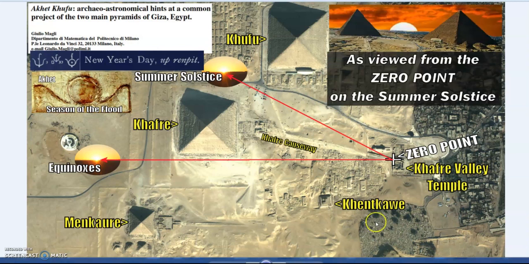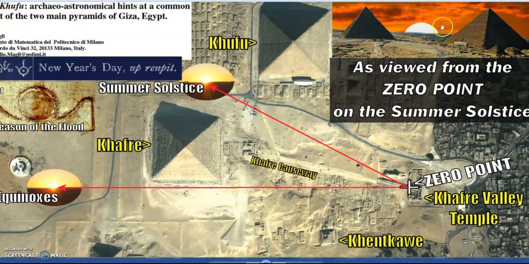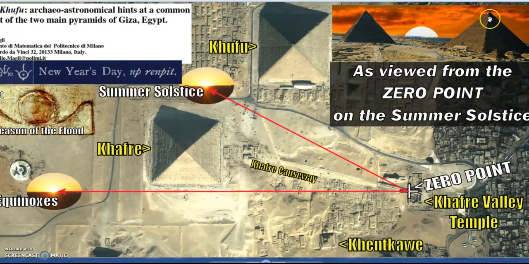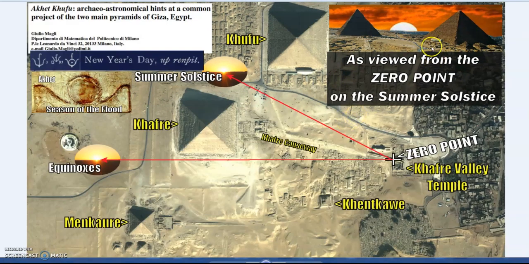But as viewed from the 0 point, this would be the view on the summer solstice. The sun would set right between the Khafre Pyramid and the Great Pyramid. Now, it's often confused. The Khafre Pyramid is that which still has the casing stones on top. The Great Pyramid has no casing stones, and it's a bit dull at the point.